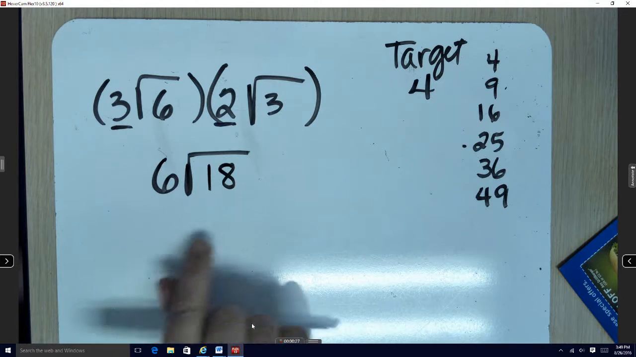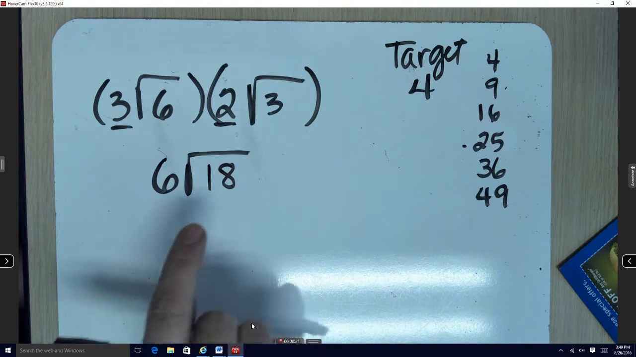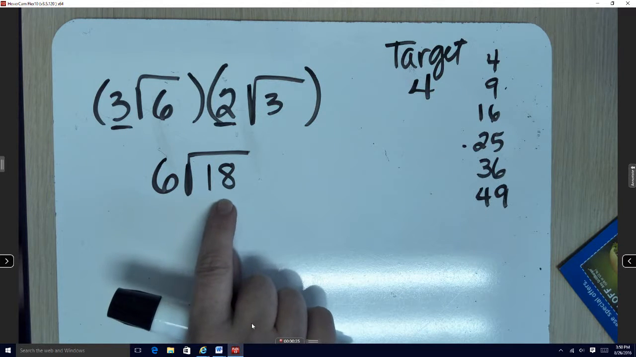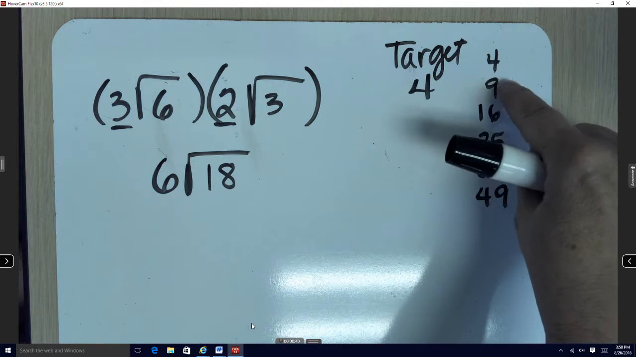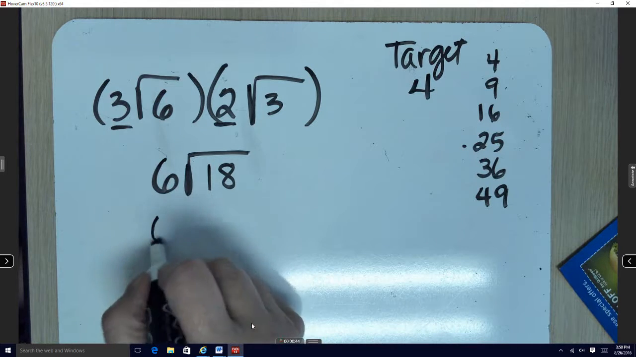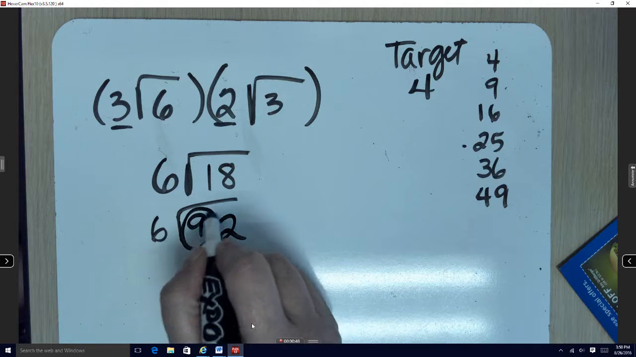Some of you were able to do that correctly, but you stopped at this point. And before you say that you're finished, you have to look at what's in the radicand and see if it can be simplified. So we have 18. You look at the list, and 9 is a factor of 18. So we're going to rewrite 18 as 9 times 2, and there's our perfect square.